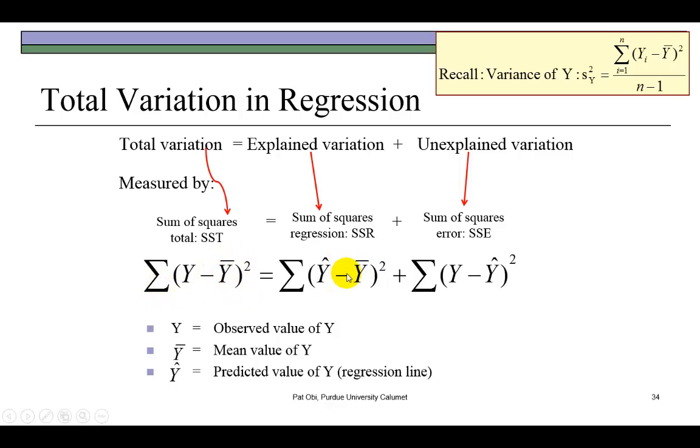And similarly, the explained variation is calculated as sum of squares regression because, again, it is the portion of the variation that is being explained by the regression of y on x. And then finally, unexplained variation is calculated as sum of squares error, which is the square difference between the values of y and the regression line. So this is how that looks.